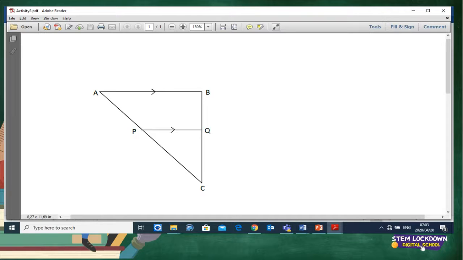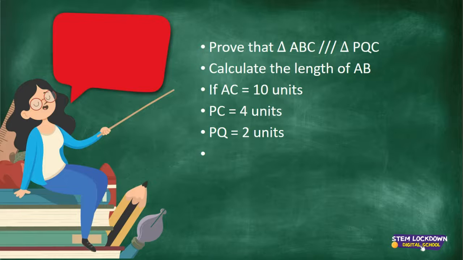Now, what is important is that we need to also look at what is given in terms of the sides. So basically, we've been able to prove that triangle ABC is similar to triangle PQC. Reason, the two triangles are equiangular. Now what we need to do is to calculate the length of AB. We now need to calculate the length of side AB.